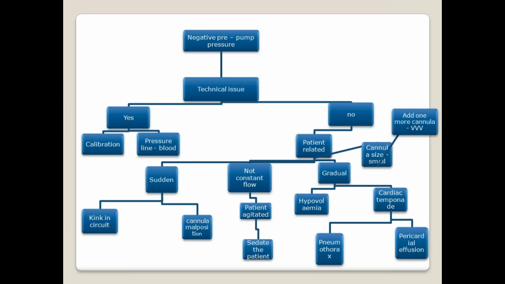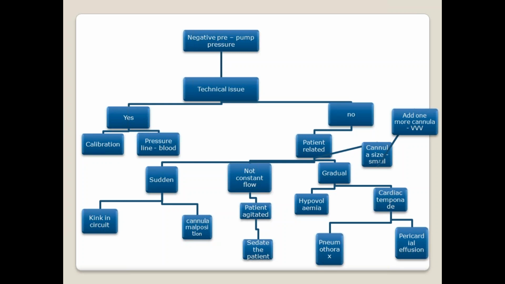Not a constant flow, but a fluctuating flow. It's not that the flow is constantly low. It is fluctuating between 3 and 5 liters. This can occur when the patient is agitated or breathing against the ventilator. If there is patient-ventilator dyssynchrony or the patient is agitated, that is the time you get fluctuating flows. Constantly low flow is a different story. If the flow is fluctuating, it means the patient is either agitated or it is fluctuating with inspiration. In that case, you have to sedate the patient and, if required, use a muscle relaxant also.